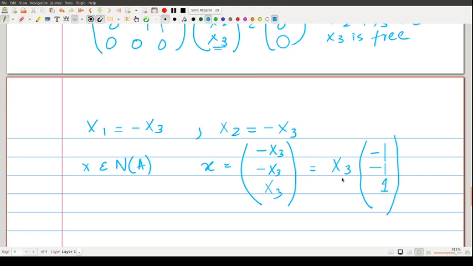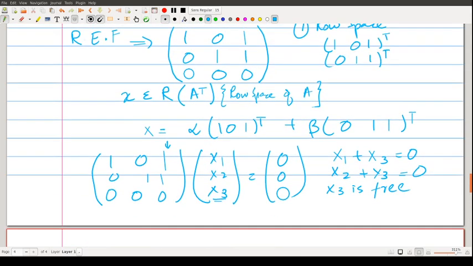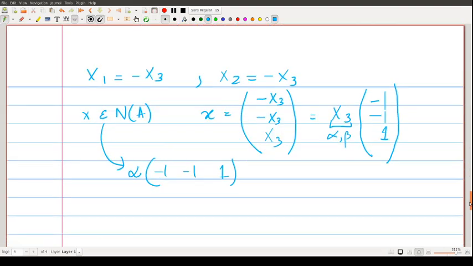You can convert this into, this x3 is just some scalar coefficient, right? So this is some alpha, beta, whatever. So any x that belongs in the null space is simply alpha times [-1, -1, 1]. And this is the null space of A, right? So this is the null space of A.